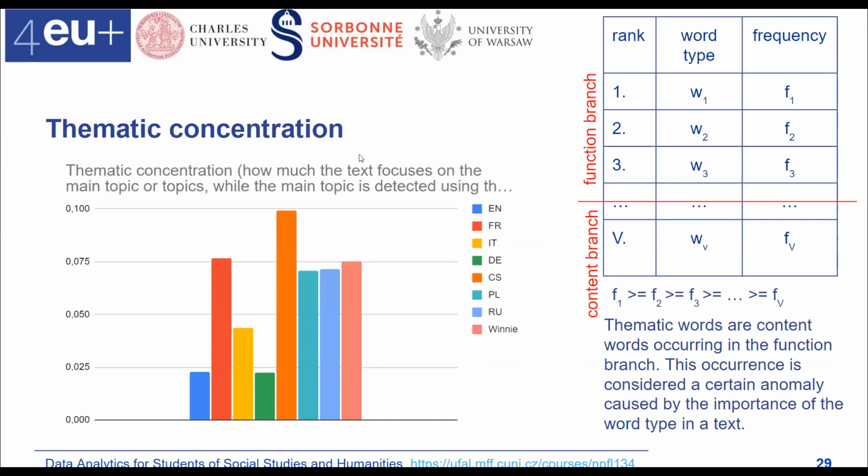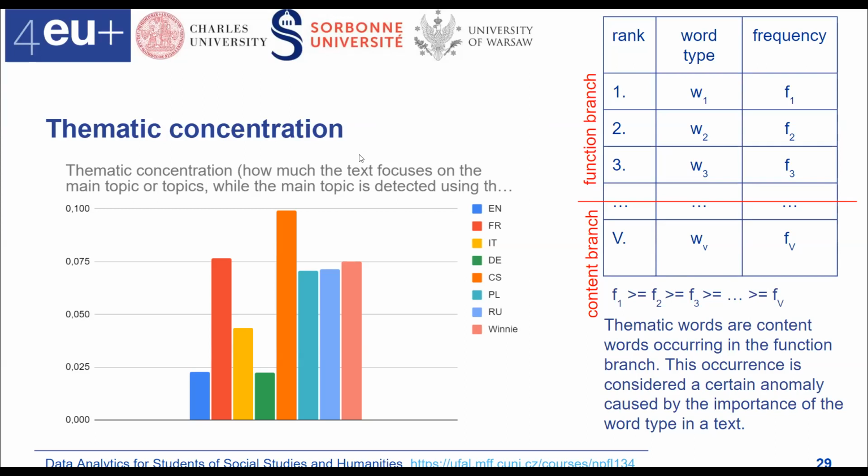Thematic concentration. The measures presented so far focus on the counts of tokens, counts of content words and so on. Here the measure called thematic concentration focuses on the frequencies of word types and on the ranks of word types in the list of word types ordered according to their frequency.